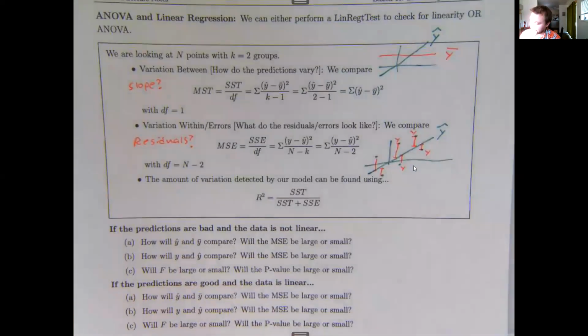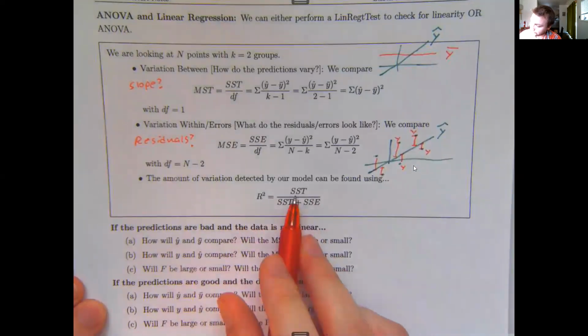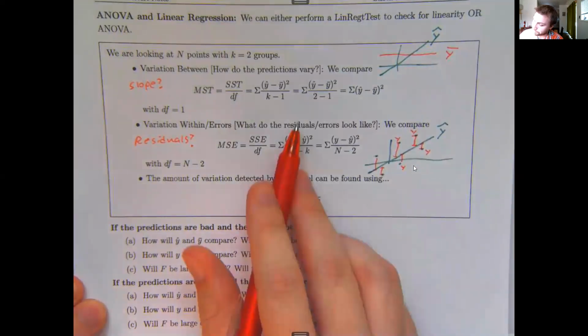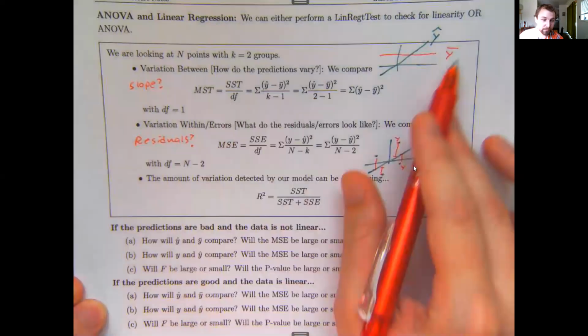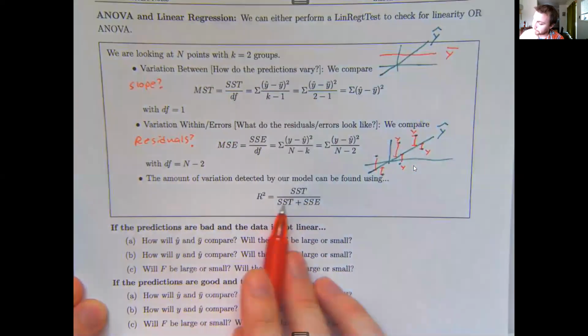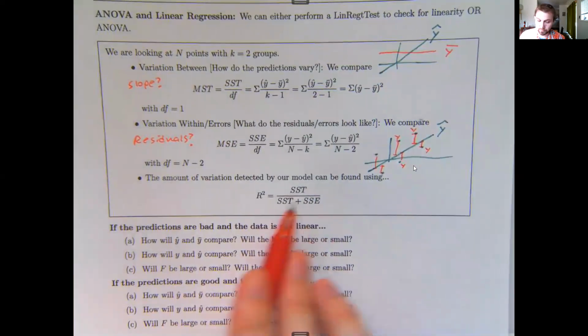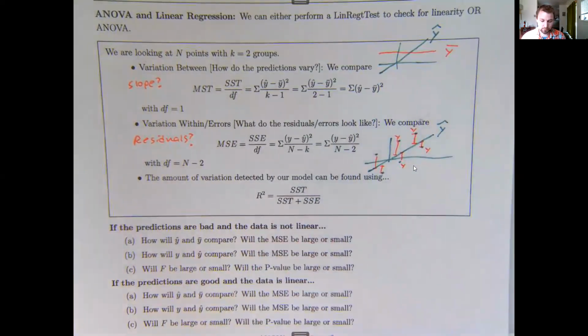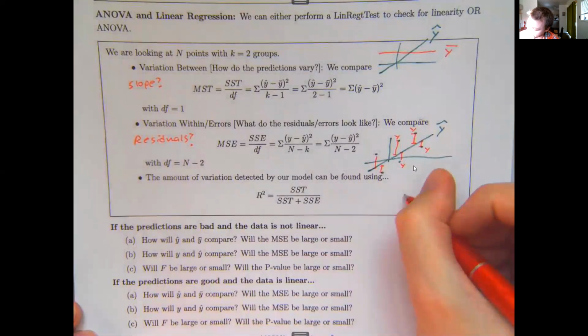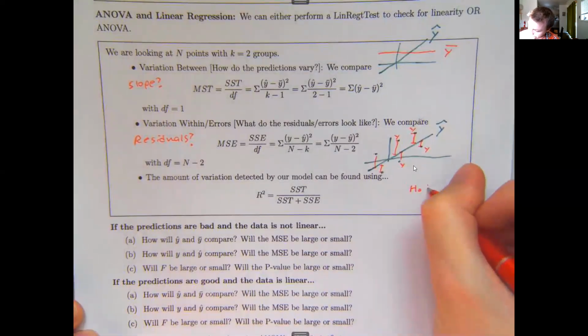And R square ended up being the sum of the squares of the treatment, what we're hoping most of our relationship is coming from, the slope. And we compare that to our overall variation coming from both our slope and our residuals. So I just want to show you the two situations that can happen and see if they match up with what we hope would happen when we have a test for linearity.